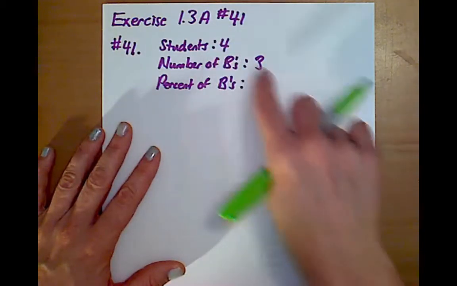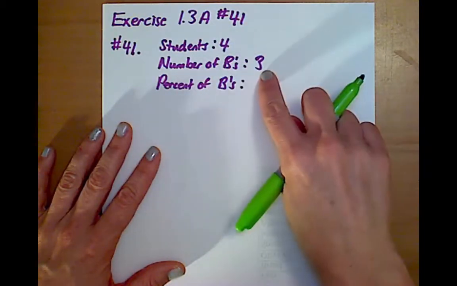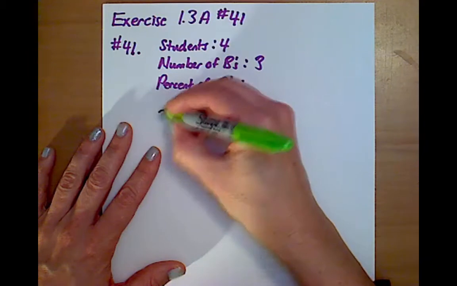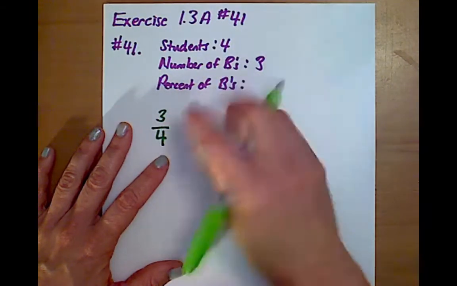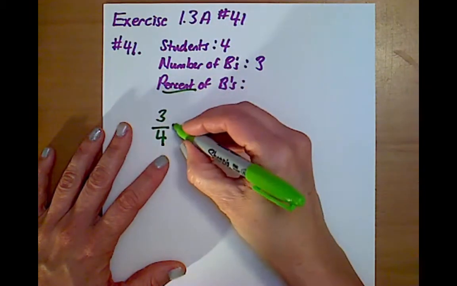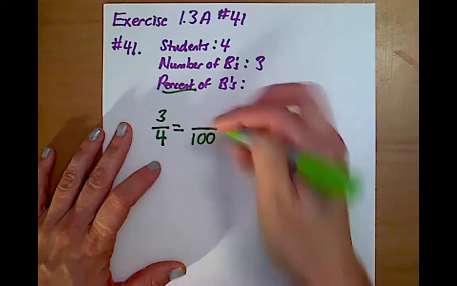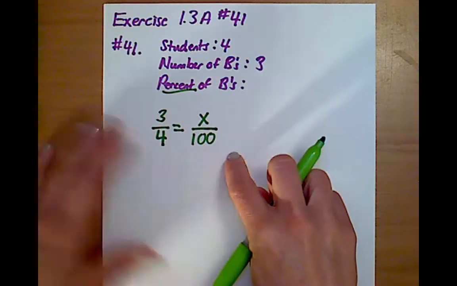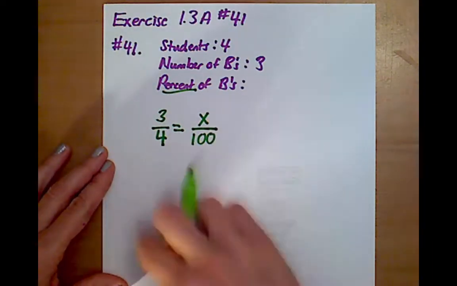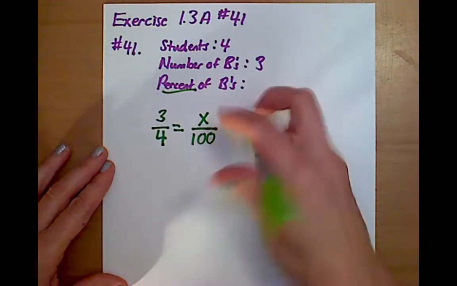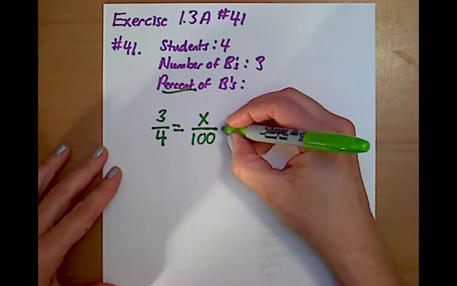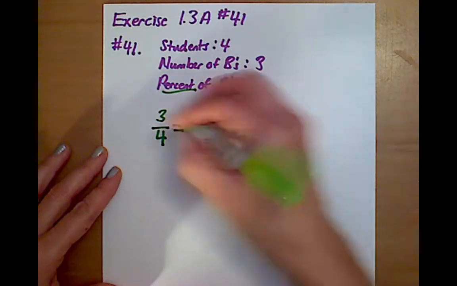So what we're going to do is write a ratio of the number of students who received B's to the total number of students. That's 3 to 4. And remember, the word percent means out of 100. So we're going to change this ratio so it's out of 100. So here we have our equation, and we are going to solve for x. First thing we're going to do, we want to get rid of the divide by 100 and get x by itself. So we're going to multiply by 100 on both sides of our equation.